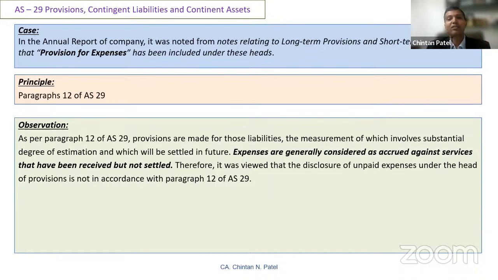Generally, for expenses of normal nature, it may not be a provision. However, it may be other current liabilities. So that kind of segregation is to be understood when you classify or label something as a liability or provision. For a provision, the degree of uncertainty has to be at a higher level, then only you can label it as a provision, otherwise it is a liability.